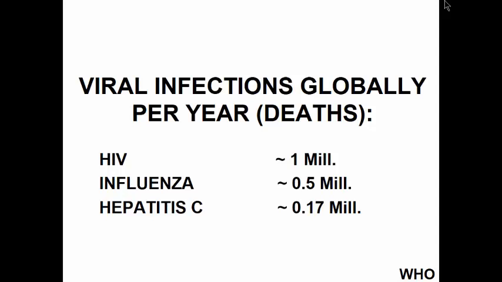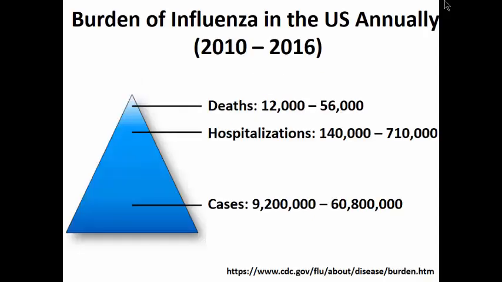Now, in terms of the United States, those are the latest CDC numbers, and again, over the last 6 years, we have between 12,000 and 56,000 deaths in the US alone, and a numerous number of hospitalizations, and the number of people who have been infected per year. These are annual data by estimates, 9 to 60 million people.